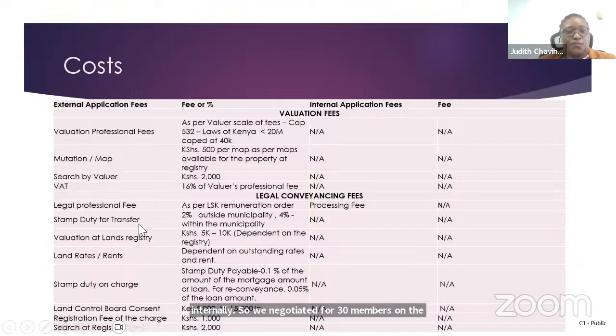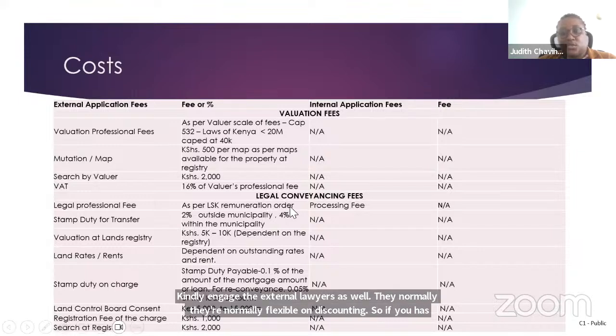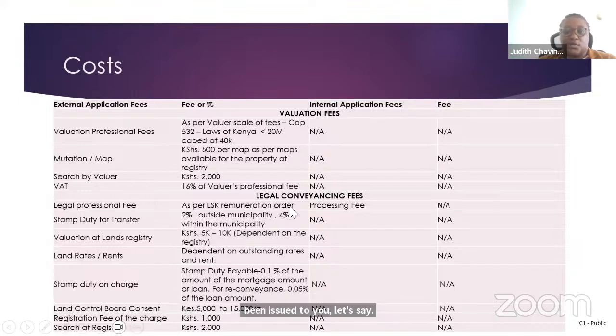So we'll also be guided by internal legal counsel in terms of any support you need in terms of discounting. Kindly engage the external lawyers as well. They're normally flexible on discounting. So if the fee issued to you is, let's say, maybe 100,000, you can still negotiate and request a breakdown of the fees totaling 200.